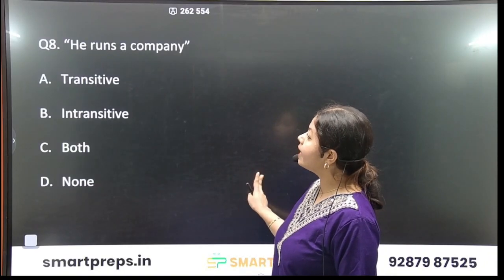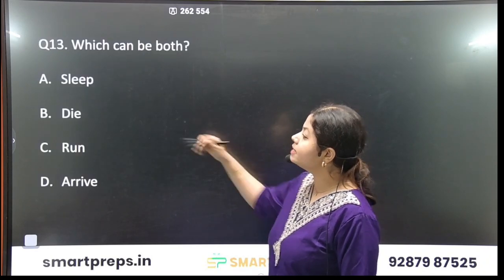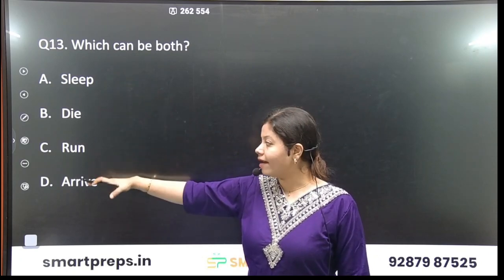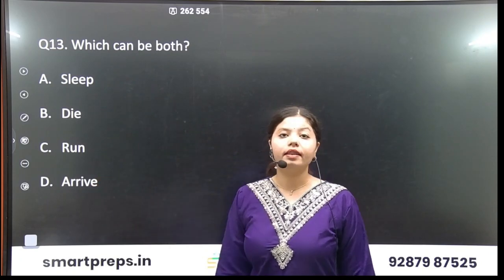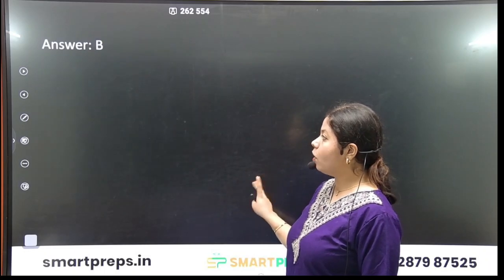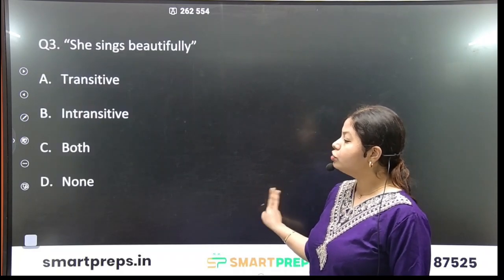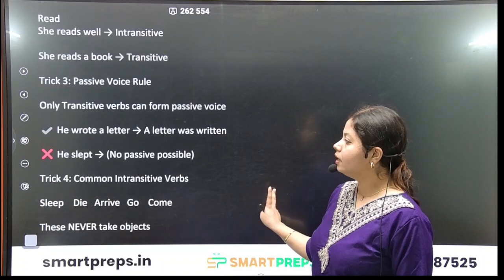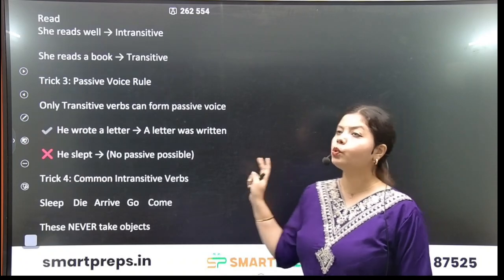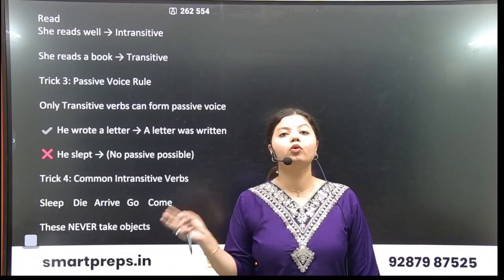Now there was a question where we got these options. I told you all that sleep will never take any object. Die will also never take any object. Arrive will not take an object either. Run will be in both the cases, whether transitive or intransitive. So now we are sure about the concept, and we can solve the question. Whether it's sleep, die, arrive, no object can be taken. Only run is there in both the cases.